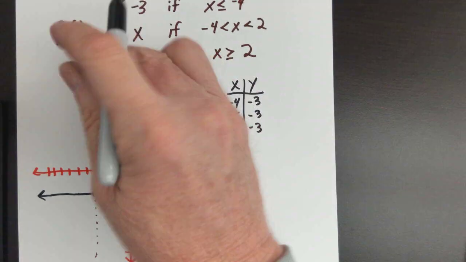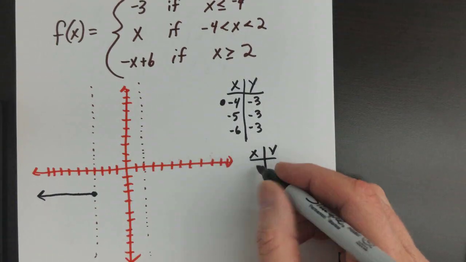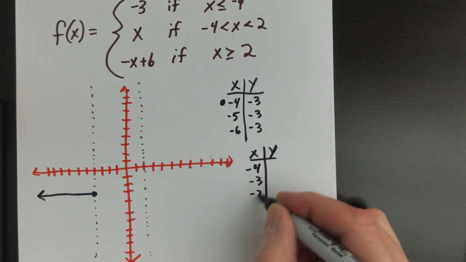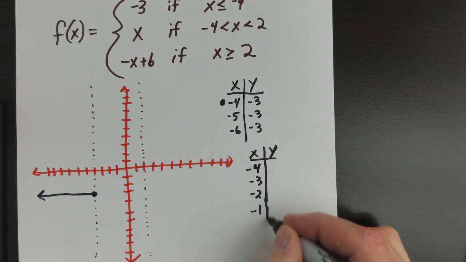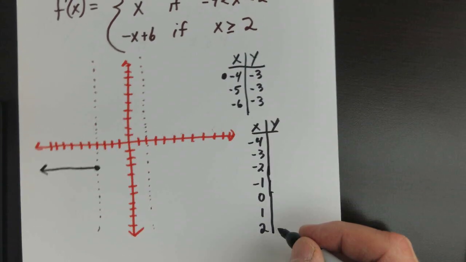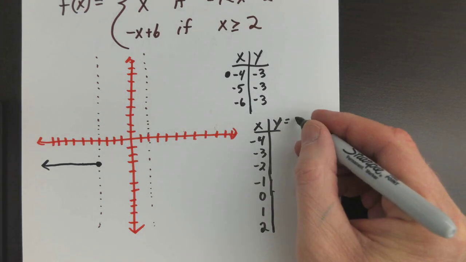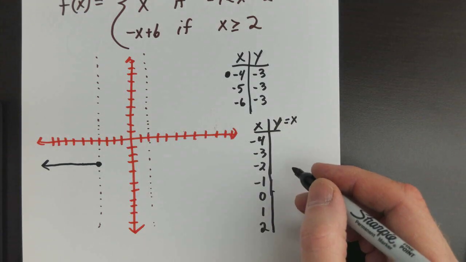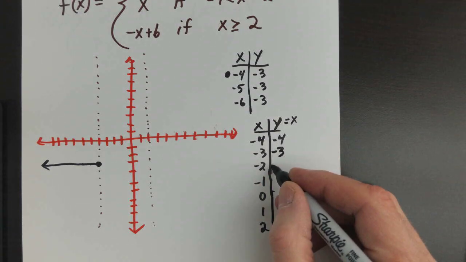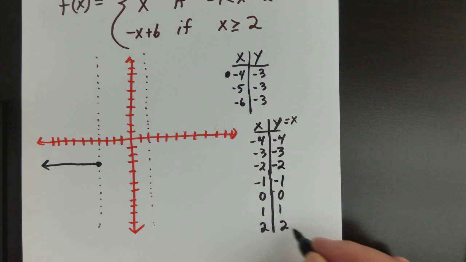Now, the second piece is from -4 to 2, and that's not too many, so I'm just going to write down -4, -3, -2, -1, 0, 1, and 2. That's more than I thought. But y for this is equal to x. Well, if x is negative 4, then y is negative 4. If x is negative 3, then y is negative 3. And this is negative 2, negative 1, 0, 1, and 2.